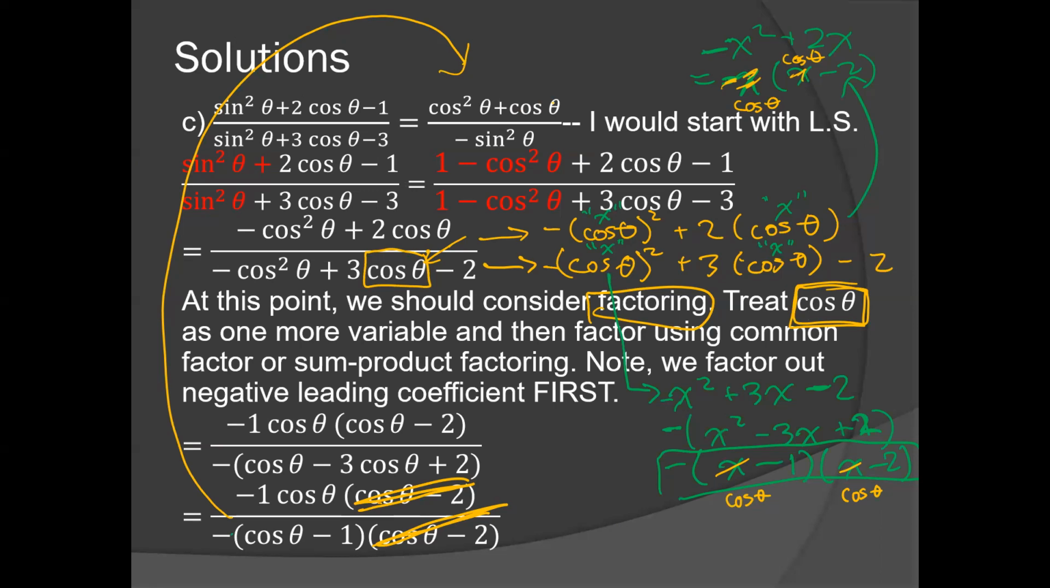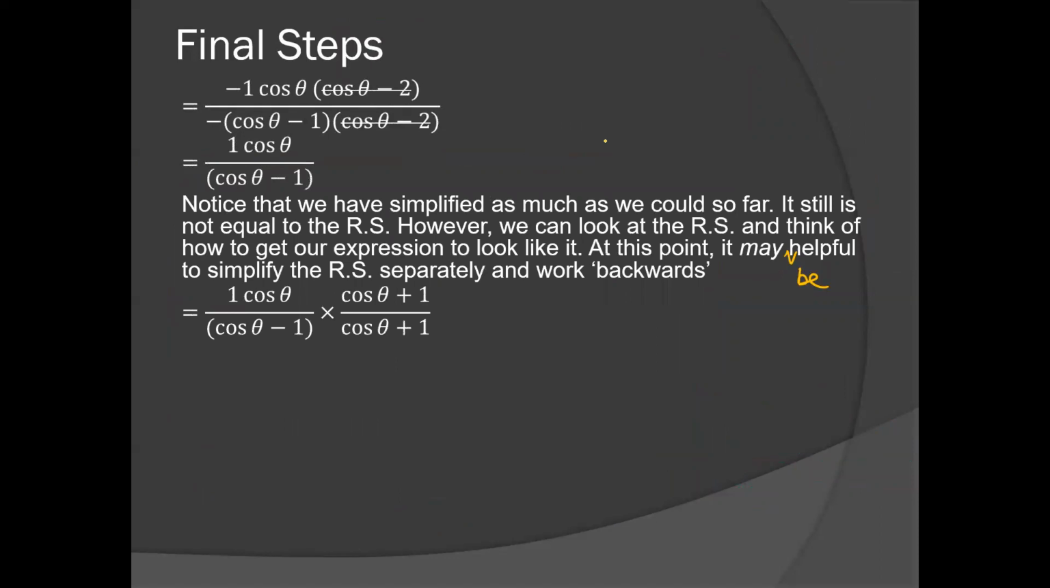So I might notice that negative sine squared theta, I can actually rewrite as negative 1 minus cos squared theta. And again, we kind of already did that in the first step. So I'm just simply rewriting it a little bit more. So by rewriting it, it might give us a little bit of a hint as to what I can do to make the left side equal the right side.